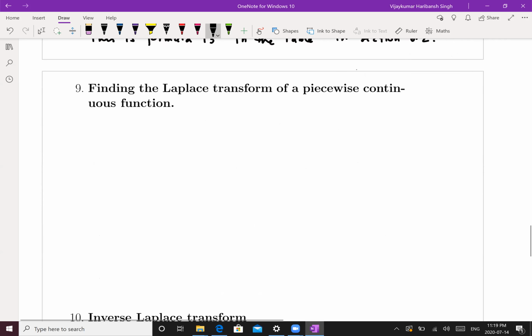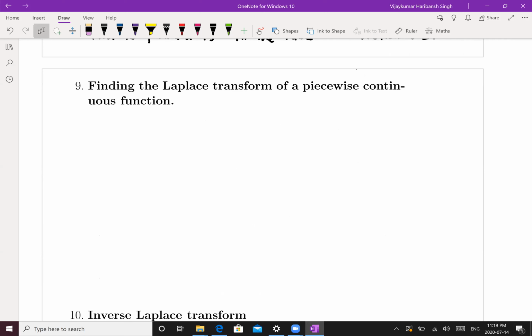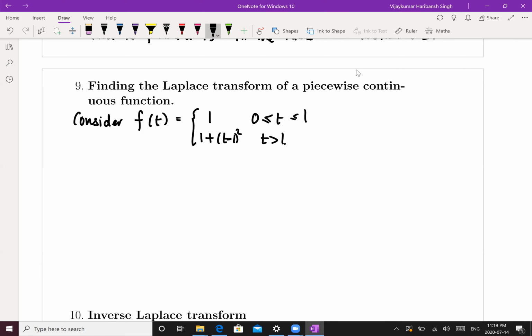So now let's find the Laplace transform of some more piecewise functions. So consider the following. f of t is 1 if 0 is less than t less than or equal to 1. It's 1 plus (t minus 1) squared if t is greater than 1. So now we want to find the Laplace transform of this. Well, one way is to directly apply the formula and work it out in a brute force way. The other way is to convert this function into the following form.